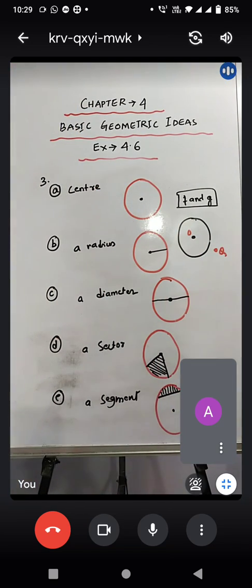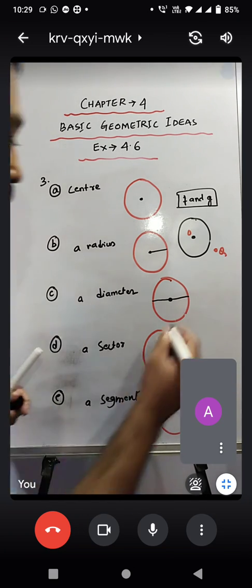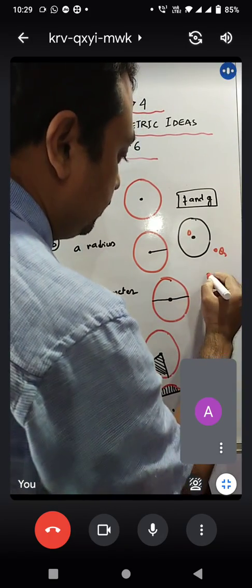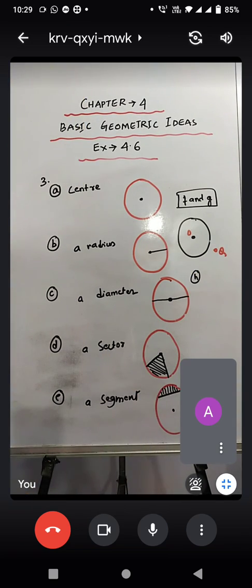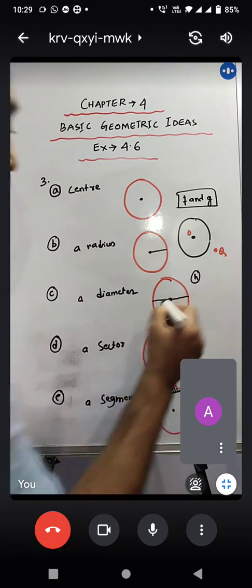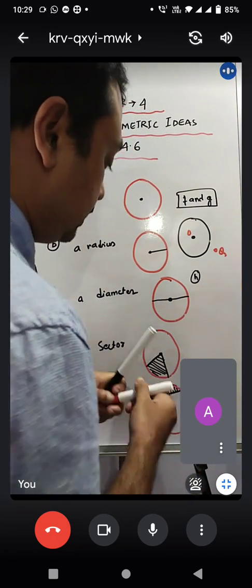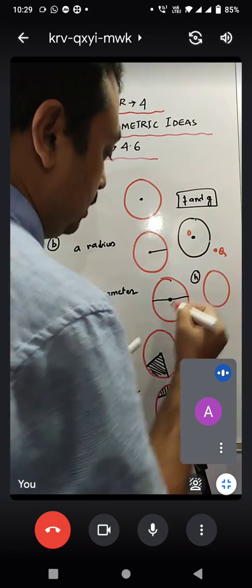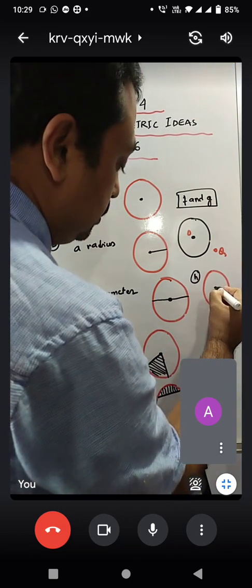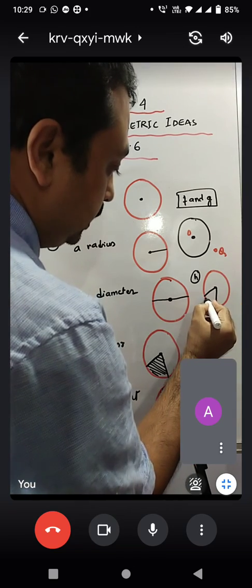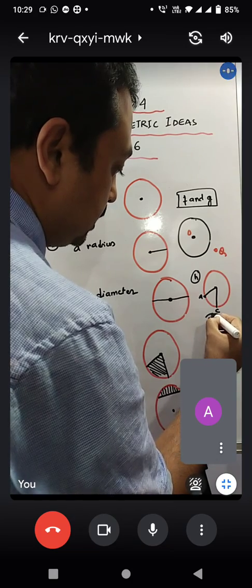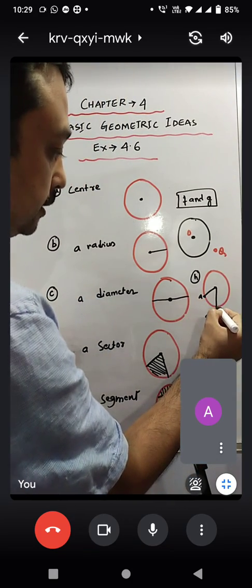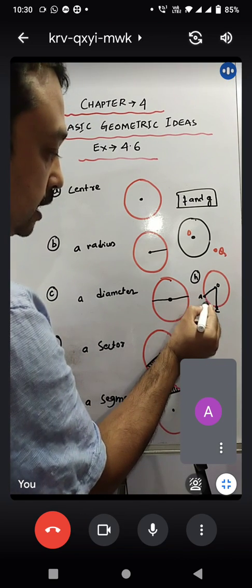And there is another thing that we have to draw, an arc. So for an arc, you have to draw another circle like this. For H, you have to draw another circle like this. You have to draw two radii. So this part is called an arc, that is A and C. So AC is an arc, a small arc. This is the center O. So this is an arc, a small arc.